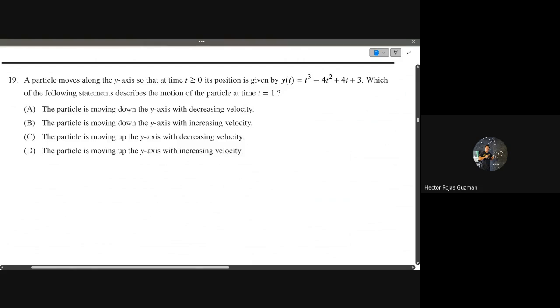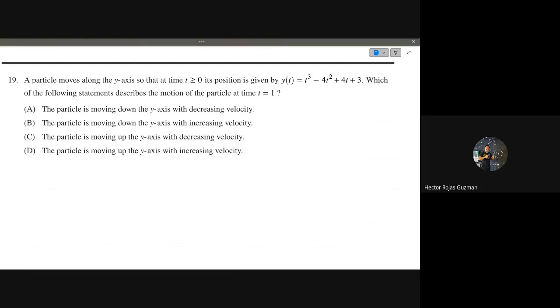A particle moves along the y-axis. The position is given by y of t. Which of the following describes the motion of the particle? Okay. Well, since they're talking about velocity, they're talking about movement, we're going to have to go and find the velocity. So y prime of t is equal to 3t squared minus 8t plus 4. And if I plug in the 1, we get 3 minus 8 plus 4. So my derivative, my velocity, is negative.